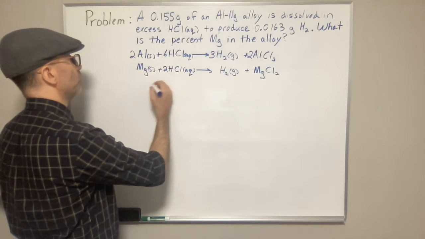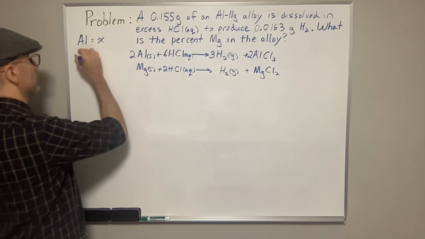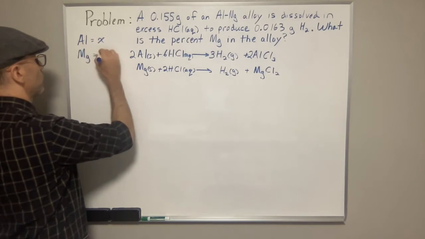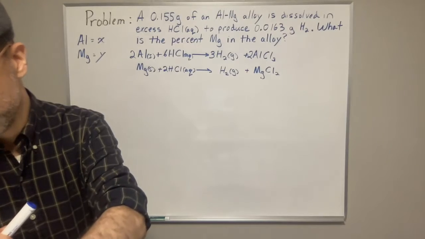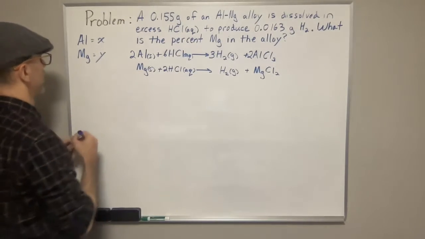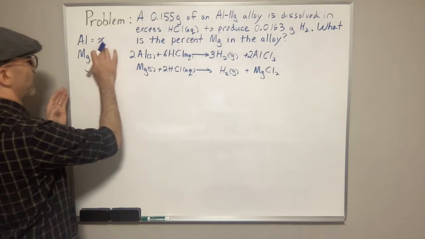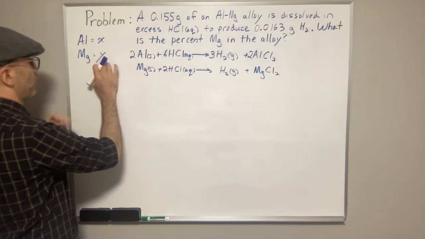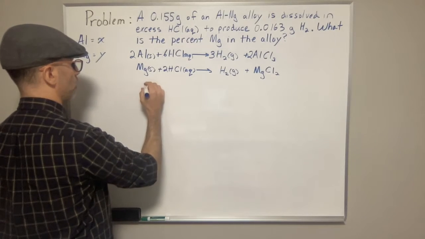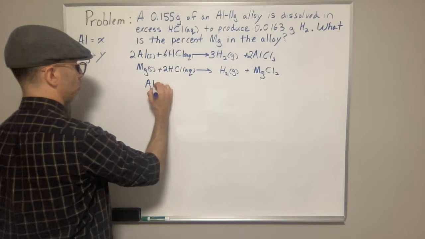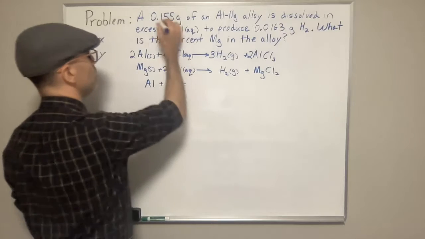the amount of aluminum. So we're going to say aluminum is equal to X and magnesium is equal to Y. So aluminum is X and magnesium is Y. So X will represent the mass of aluminum, Y will represent the mass of magnesium. So if we write that down, the mass of aluminum plus the mass of magnesium is equal to this total here.